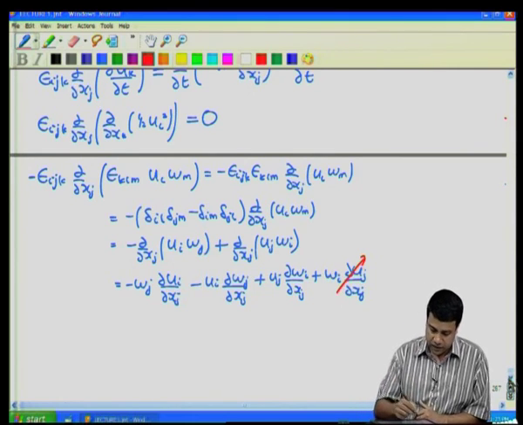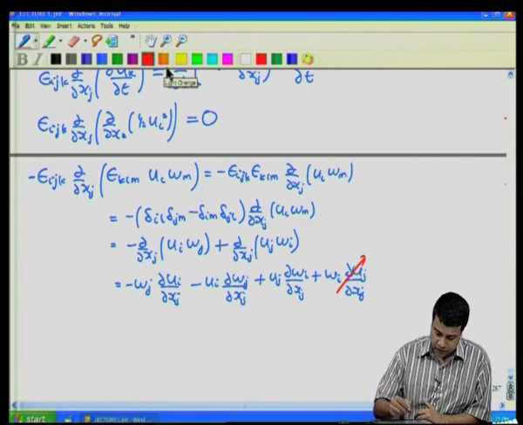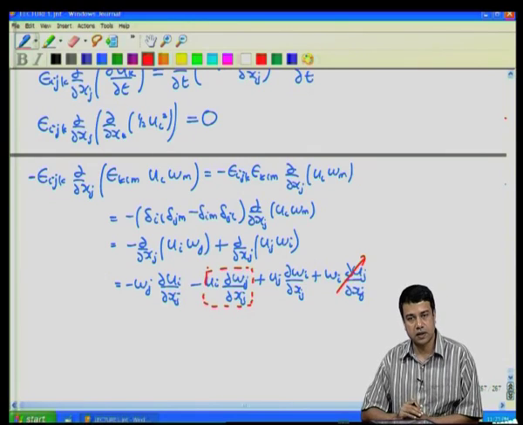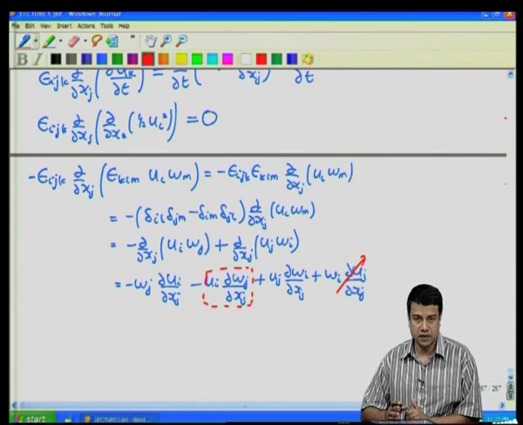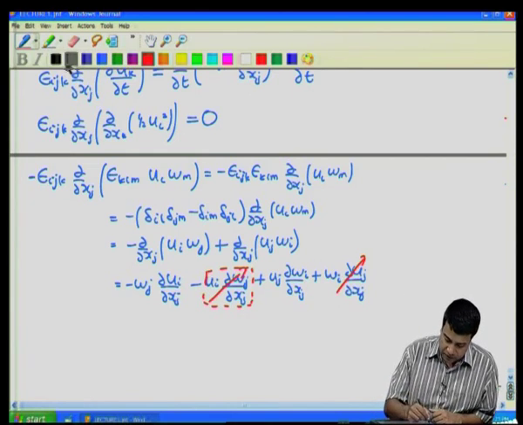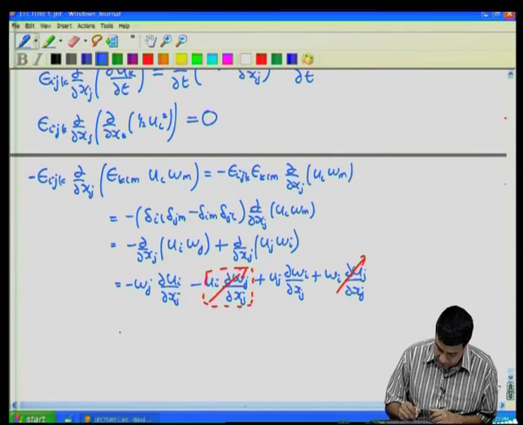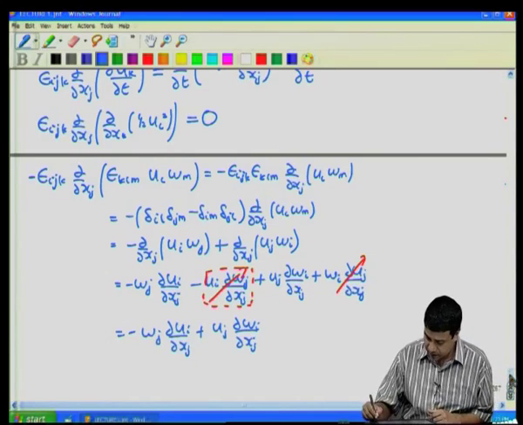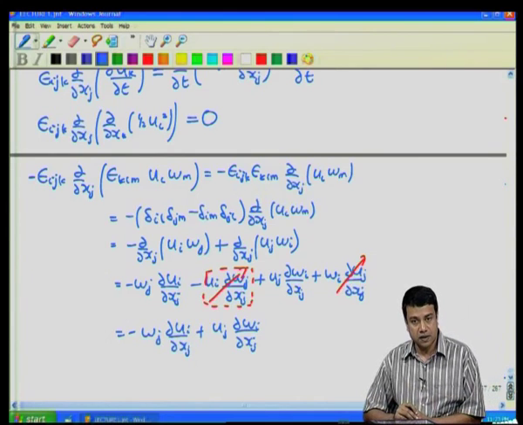This term here, the divergence of the vorticity, is the divergence of the curl of the velocity. You know that the divergence of the curl of any vector has to be equal to 0. So, this is also equal to 0. And finally, you are left with minus omega j partial u i by partial x j plus u j partial omega i by partial x j. So, that was the second term that we had there.